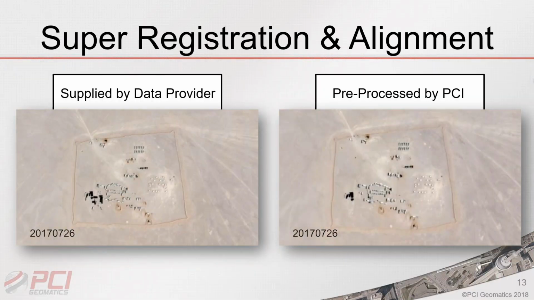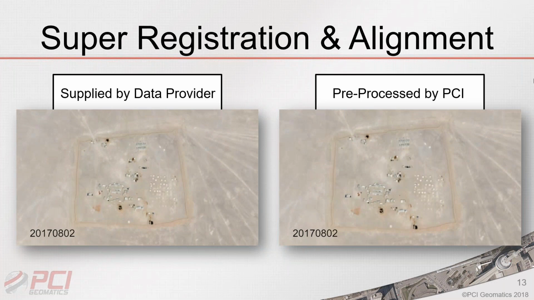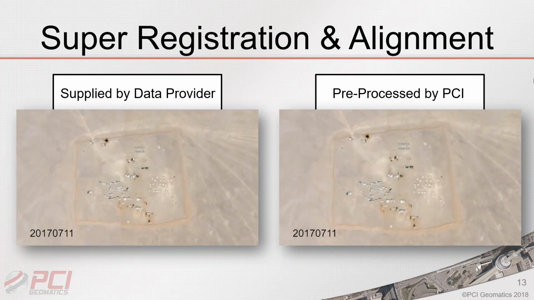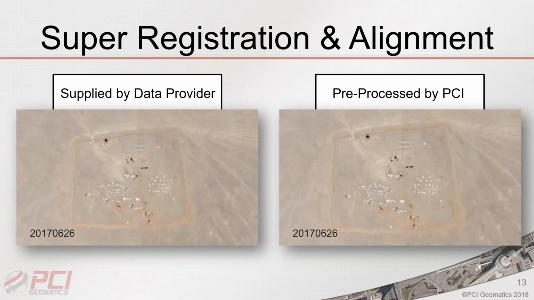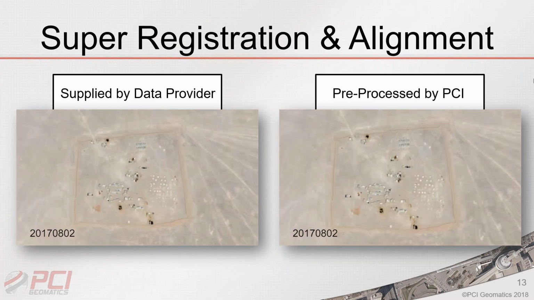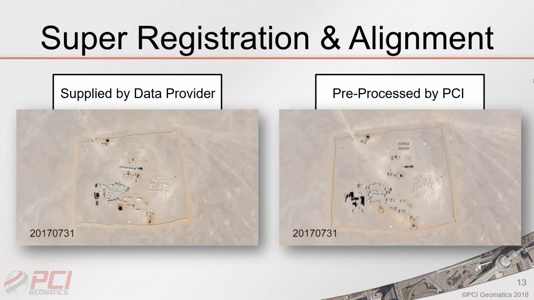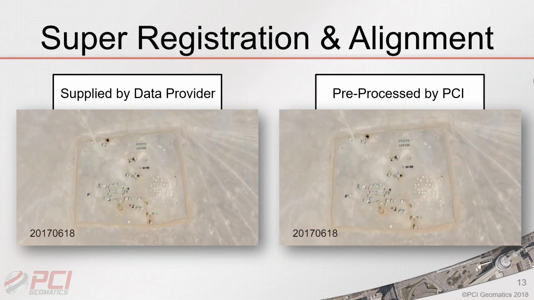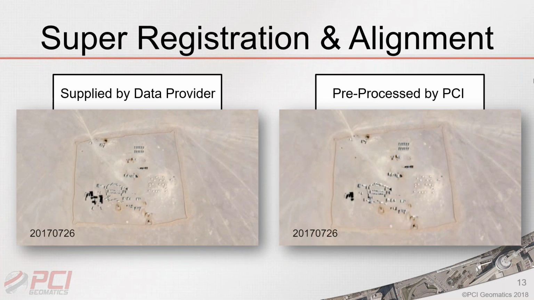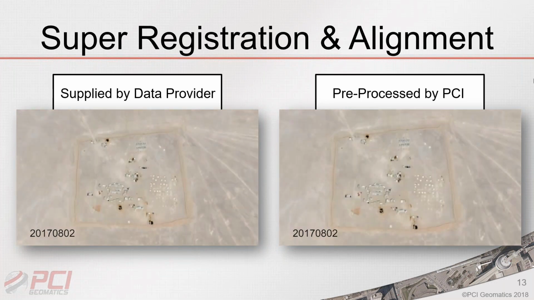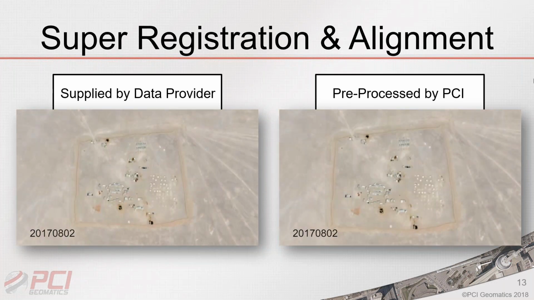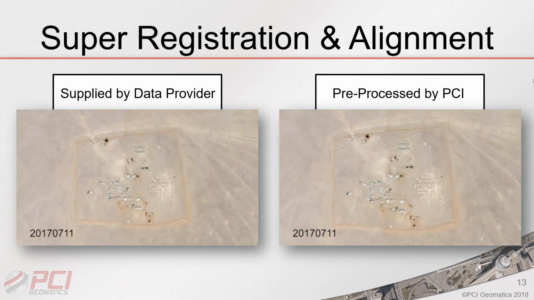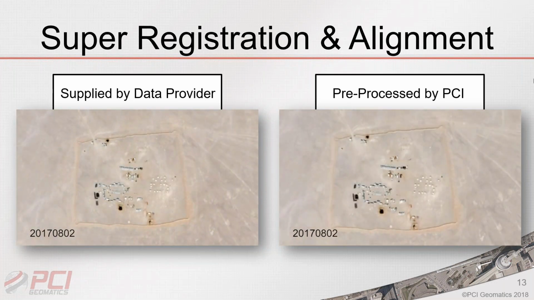Another example here is just an animated sequence of data that's been provided on the left from a data provider. And once we run that through our super registration algorithms, we can get down to 1/10 of a pixel and really, really minimize the shifting that's occurring between the different images. And that's really going to allow you to measure the location and the objects and the different features that are changing on the ground, as opposed to any registration errors.